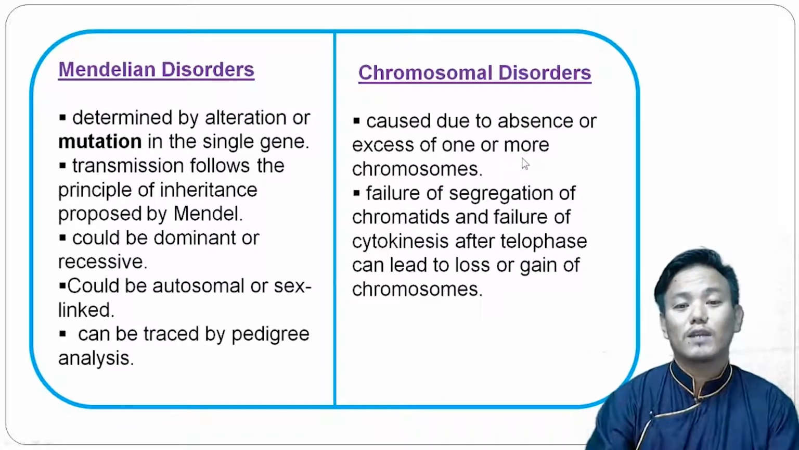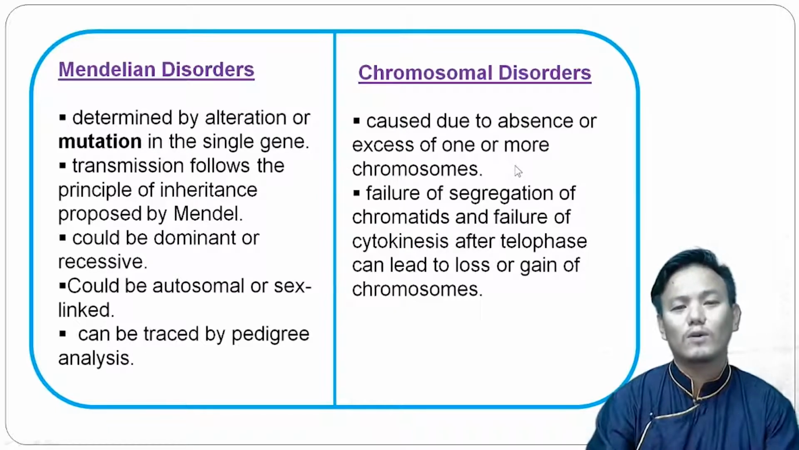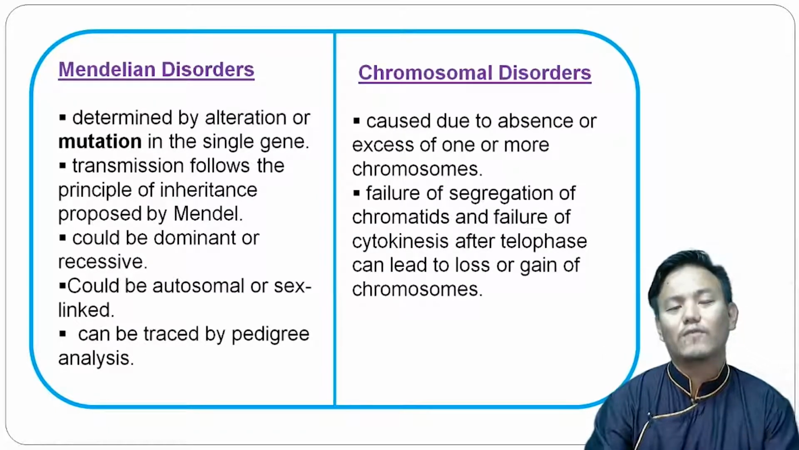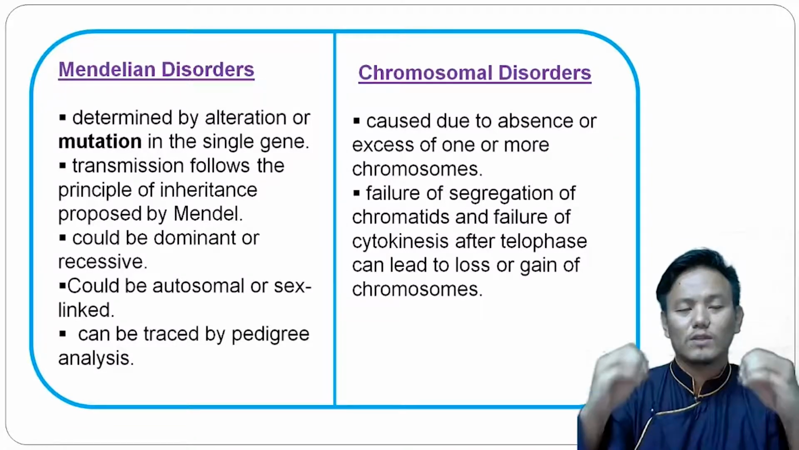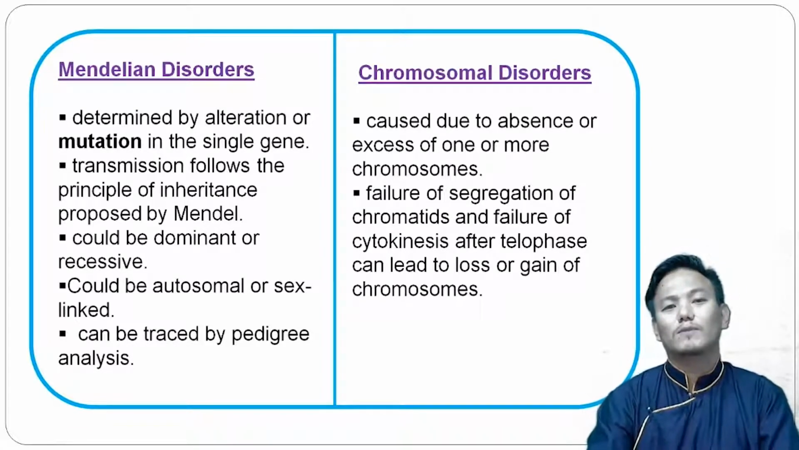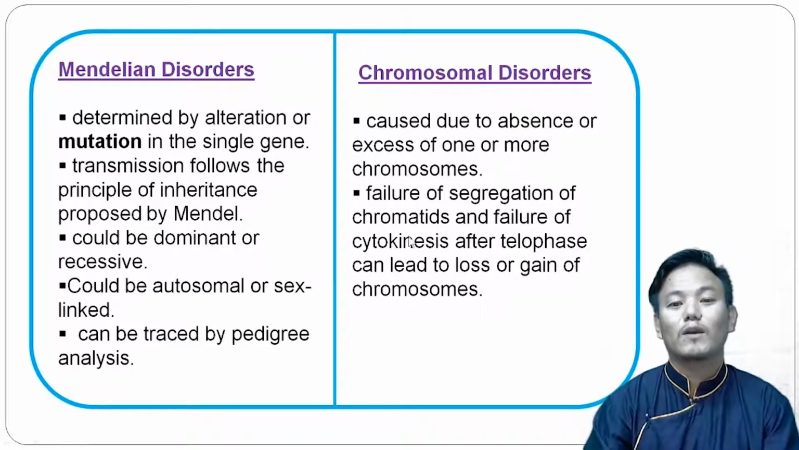Failure of segregation. So how is this caused? What causes a gain of an extra chromosome or loss of a chromosome? Loss or gain of a chromosome is because of the failure of segregation of chromatids. If the chromatids fail to segregate during anaphase, one of the two cells will get one extra chromosome. Or it can also be caused due to failure of cytokinesis after telophase.